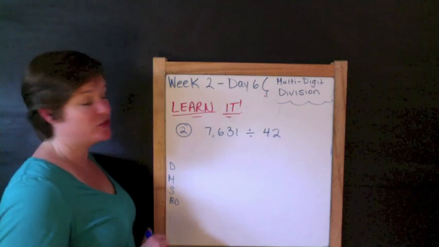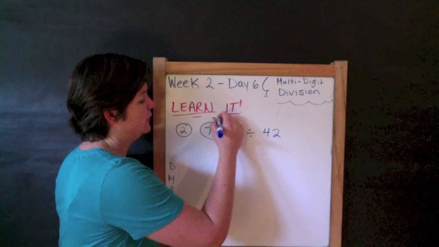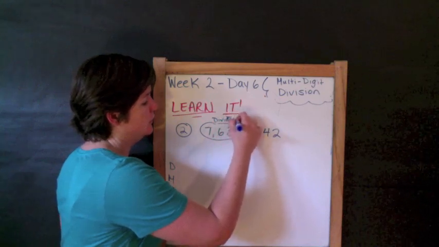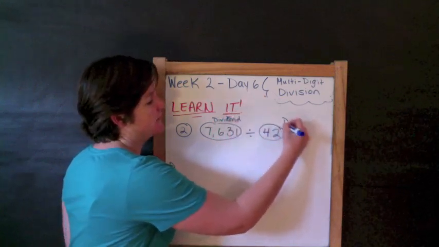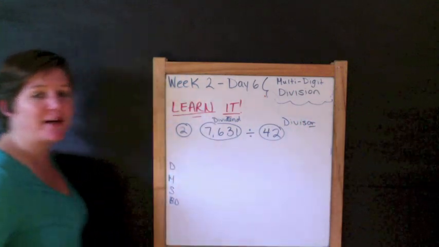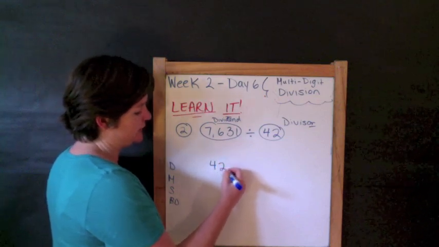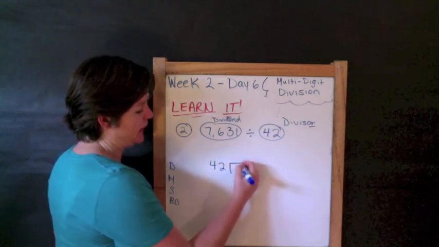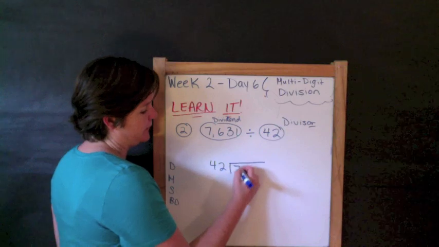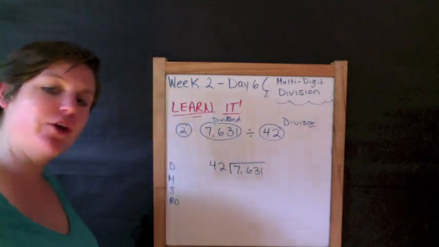All right, so 7,631 divided by 42. This is called my dividend. This is called my divisor, the one doing the dividing. And I need to find my answer, which would be the quotient. So I take my divisor, put it on the outside, draw my little half rectangle box. 7,631 goes inside because that's where the dividend goes.